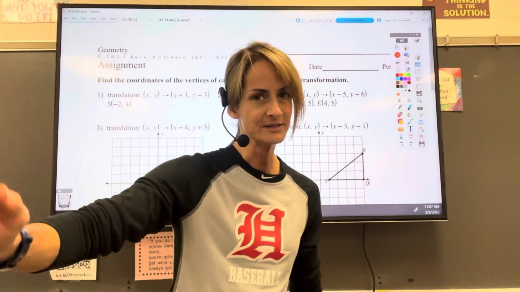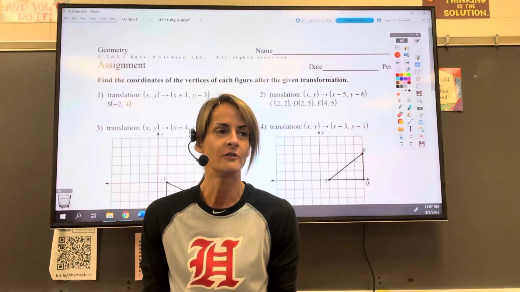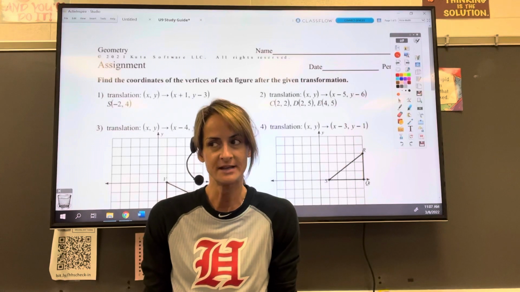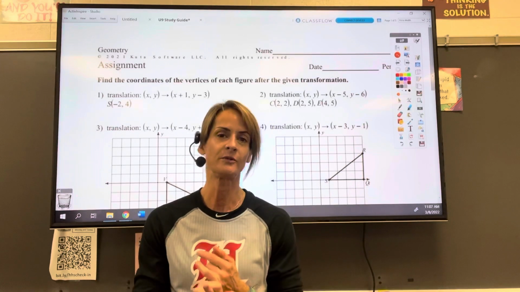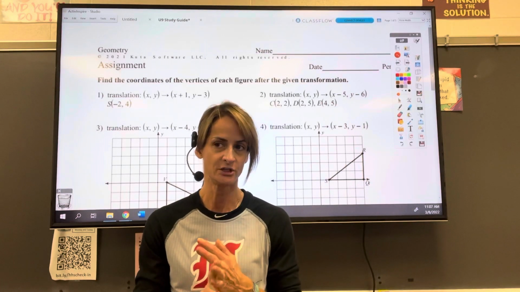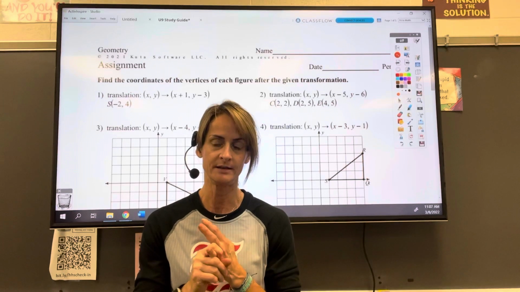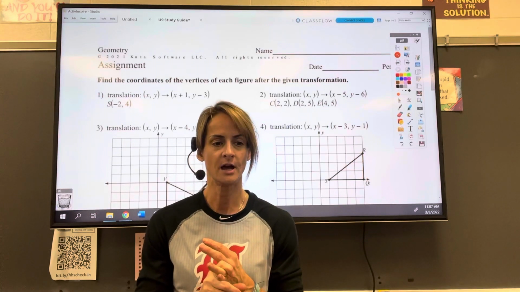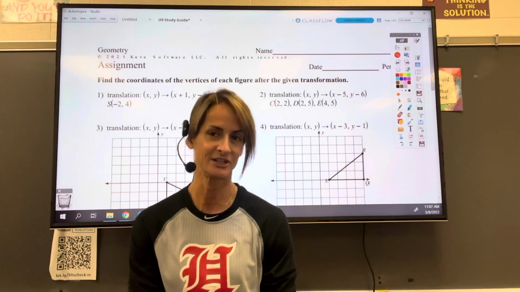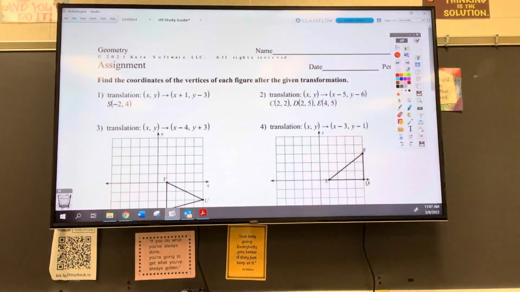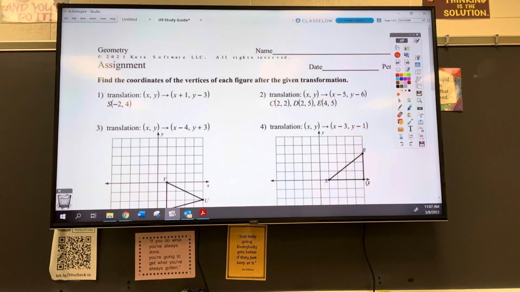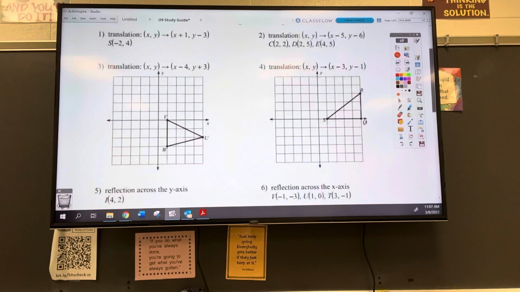Okay, welcome viewers. Today we're going to do a review for our Unit 9 Transformations test. We are going to do one reflection problem, two rotation problems, one at 180 and one at 90 degrees, and translation. We'll start with translation. So, I'm going to do problem number 4, and I will attach this worksheet.